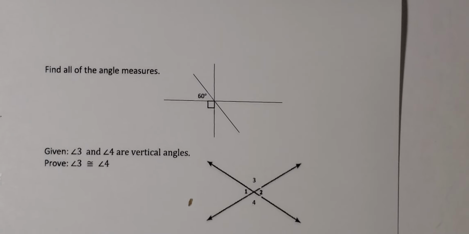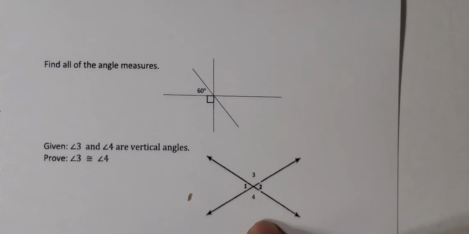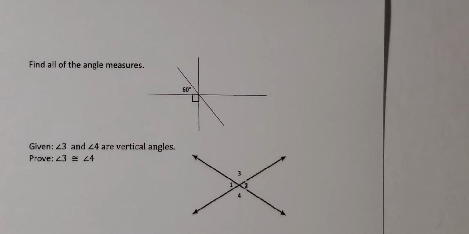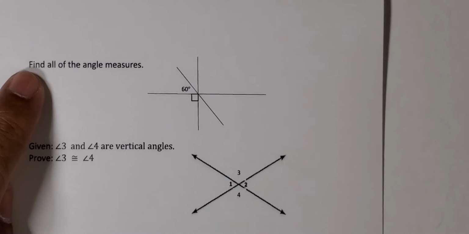Here in this page, I'm just going to go over this example. I'm going to skip this one, and then I'm going to go over the last example. So this one is asking us to find all of the angle measures, and I'm going to use the theorems, at least one of them here, or two actually.